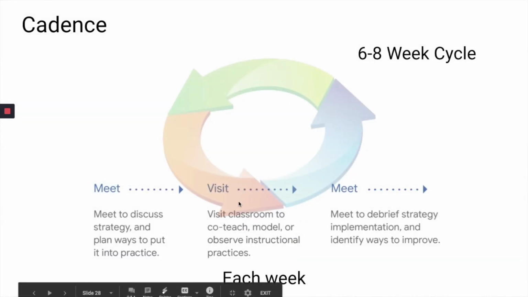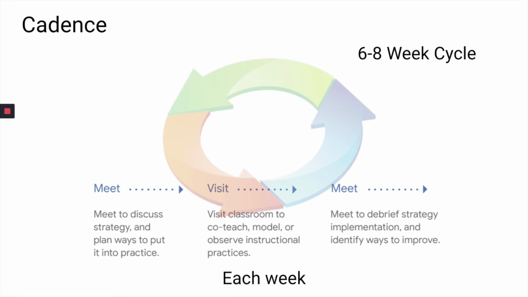So as I said before, each of these coaching cycles usually takes about 6 to 8 weeks. And it involves a cadence of a planning meeting, visiting, being in the classroom with the teacher, and then some sort of reflection meeting. Now you can combine the planning and reflection meetings into one at times, but sometimes it's also helpful to make those distinct.